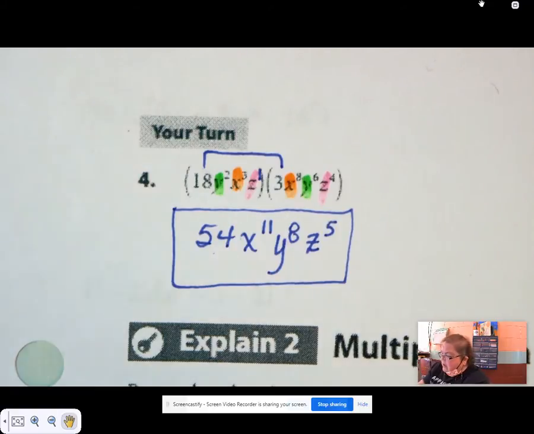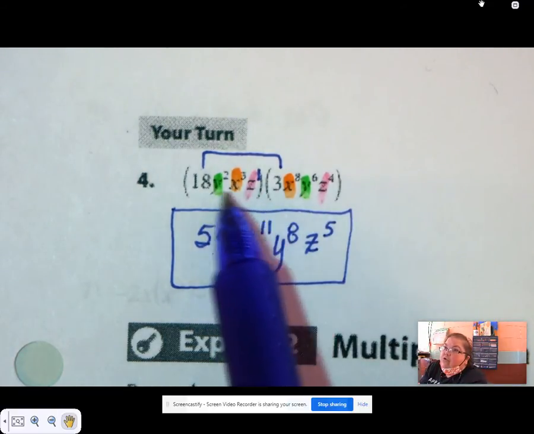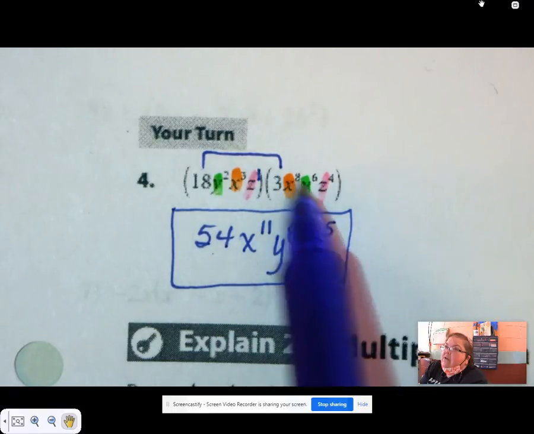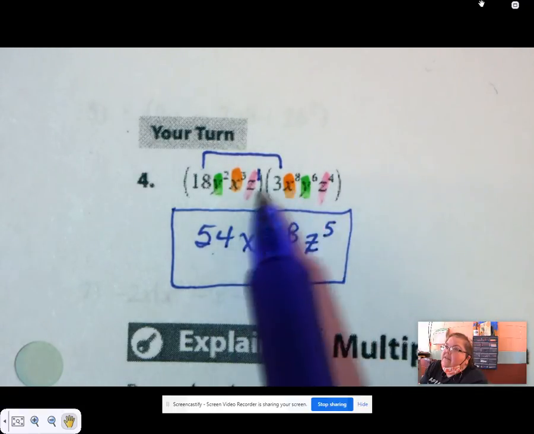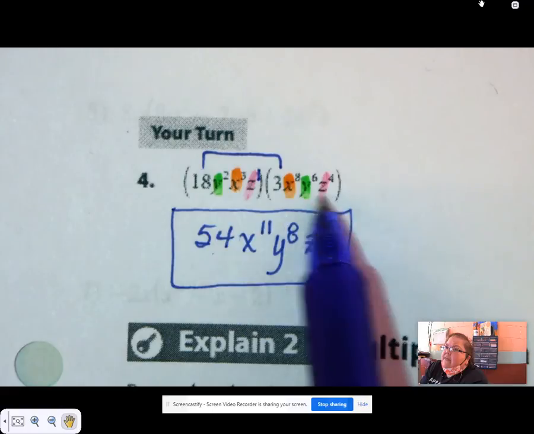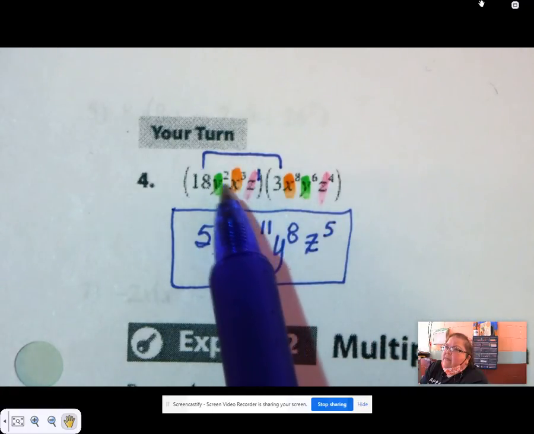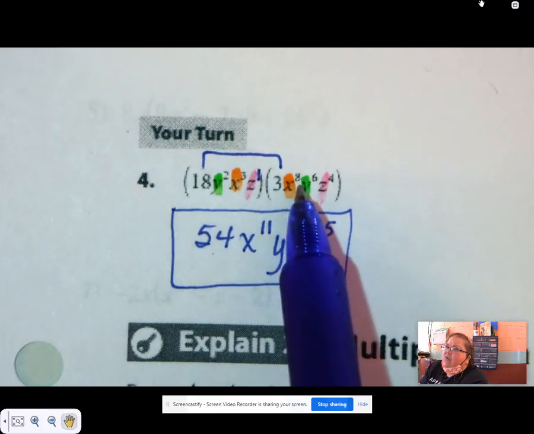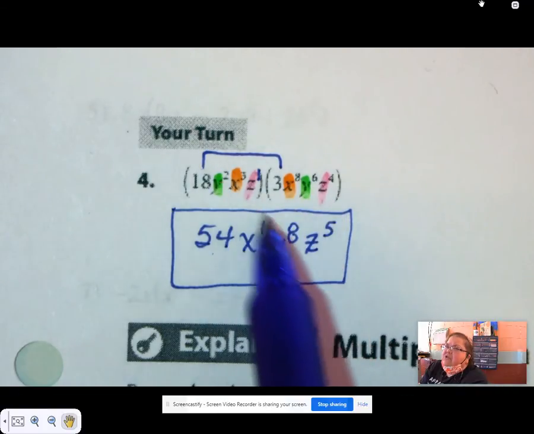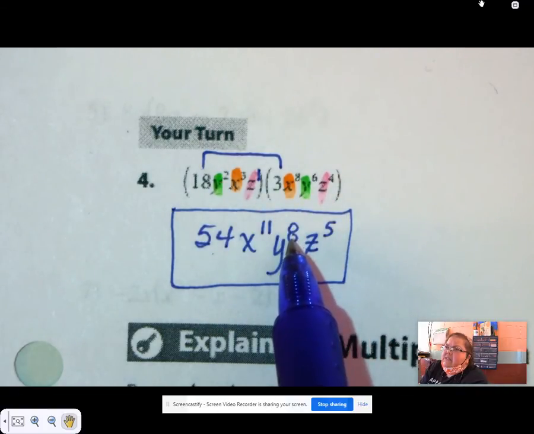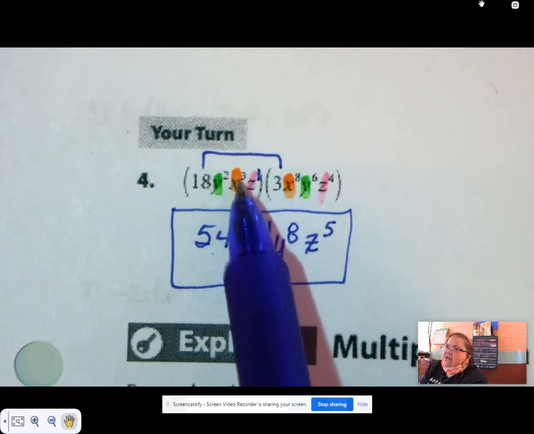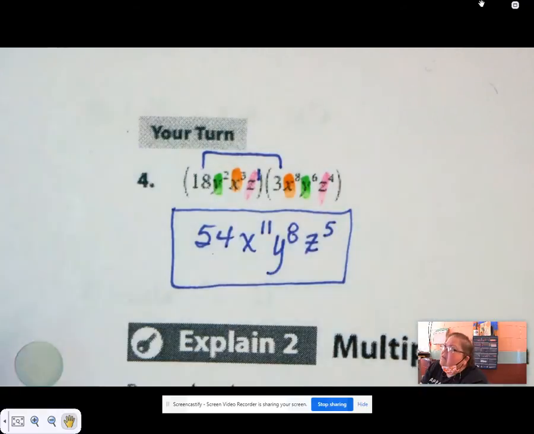Okay, are you sure? Now they're not in order, so are you sure you've got the y's together and the x's together and then the z's together? Because the x and the y are backwards. So it's y to the second, y to the sixth. 6 plus 2 is 8. X to the third, x to the. So are you with me now?